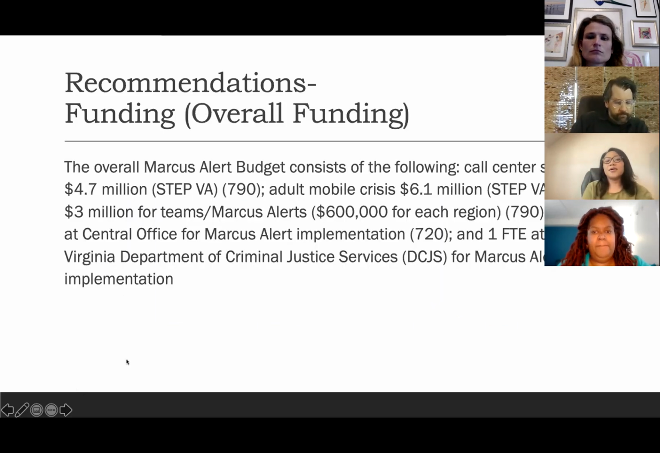So the overall Marcus Alert budget consists of the following. The call center staff is $4.7 million. The adult mobile crisis is $6.1 million. $3 million for Marcus teams and Marcus Alerts. $600,000 for each region, 1 FTE at central office, and 1 FTE at the Virginia Department of Criminal Justice Services for Marcus implementation.